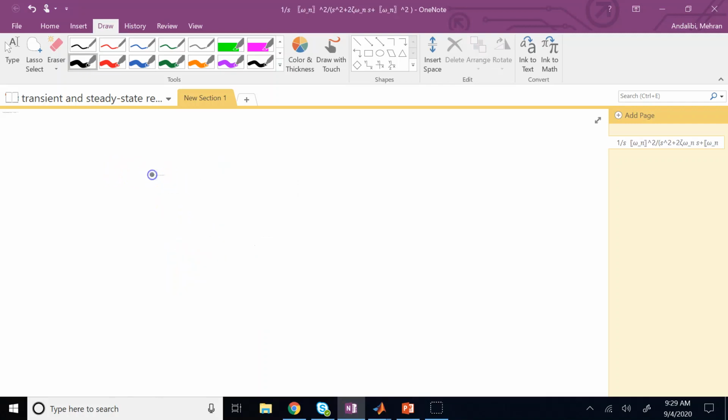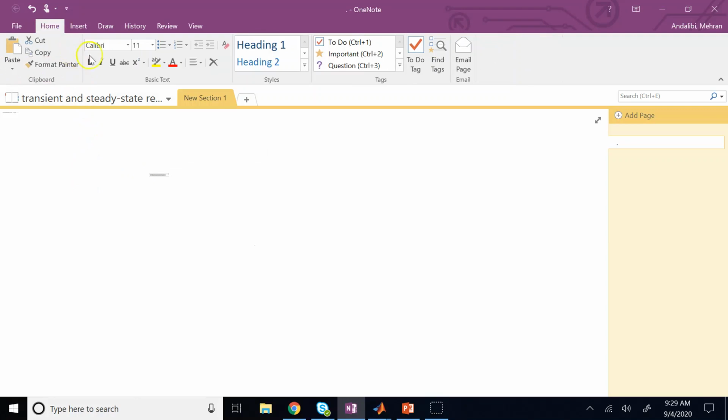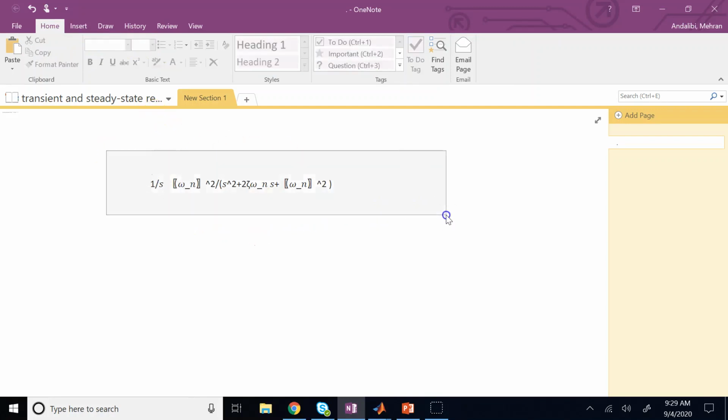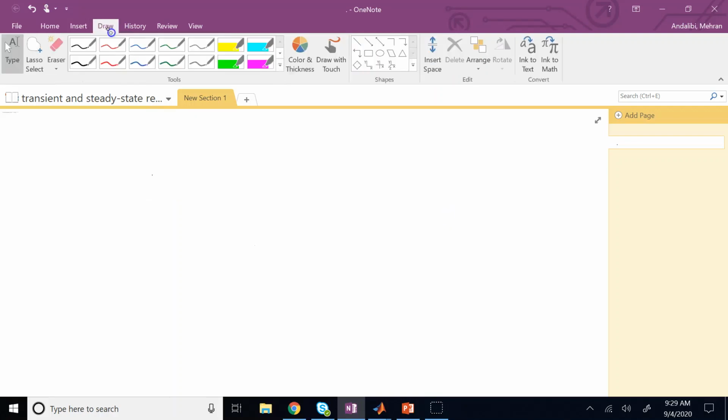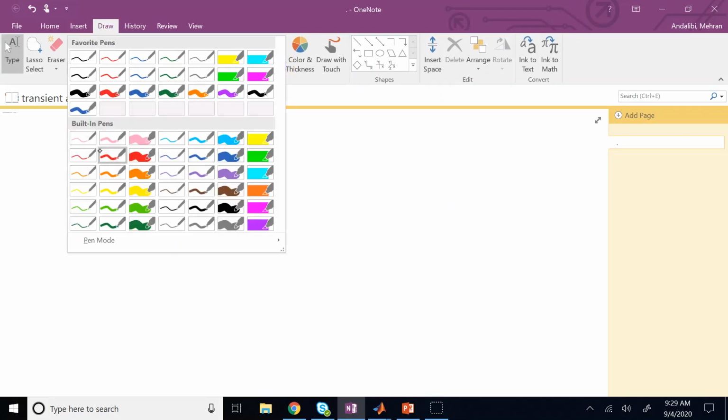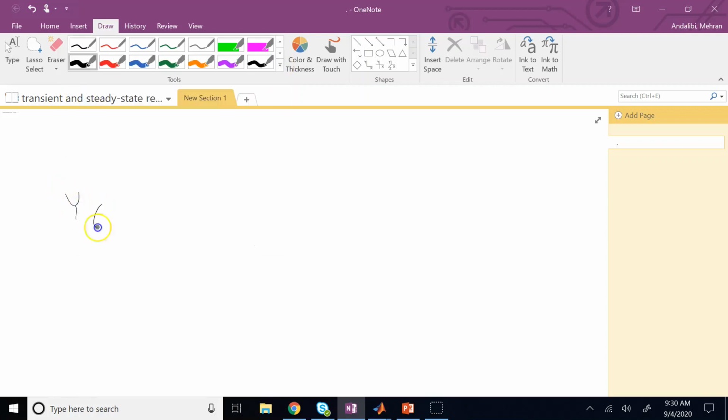Let's see. See if I can make this bigger for you. Oh, okay, it's not going to keep it so nice. I'll write it this way. So your Y of s is 1 over s times omega n squared divided by s squared plus 2 zeta omega n s plus omega n squared.